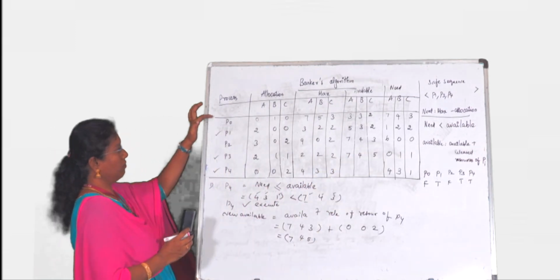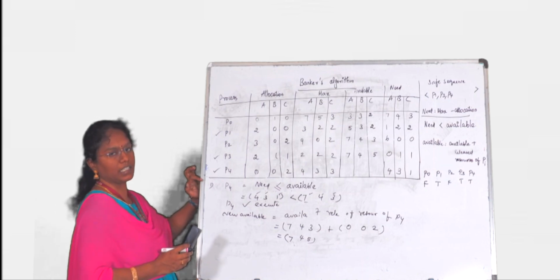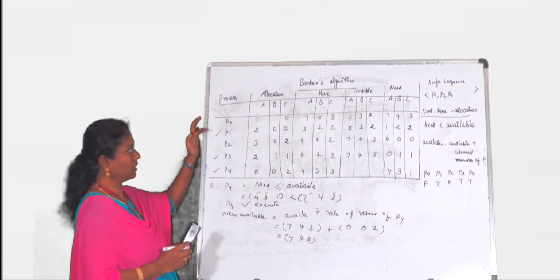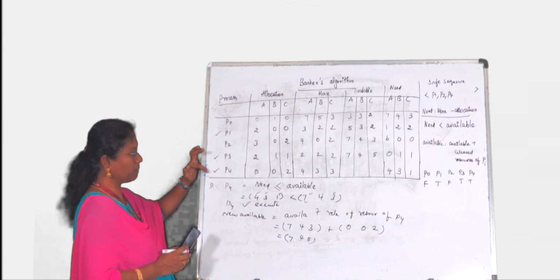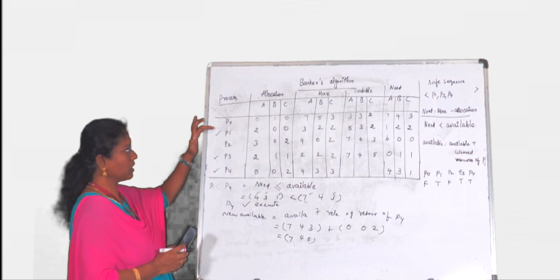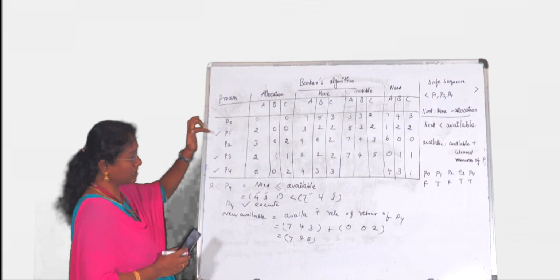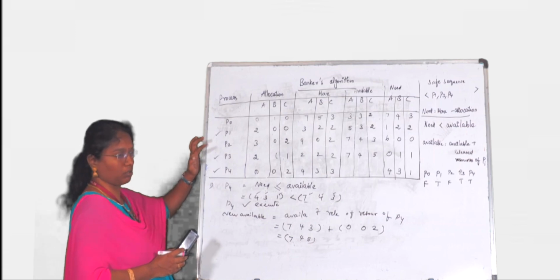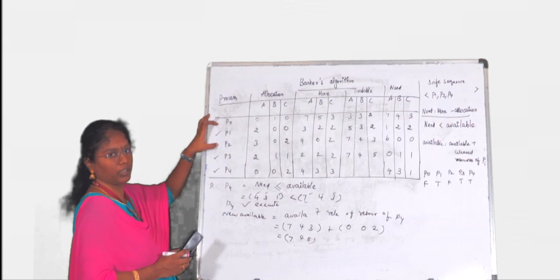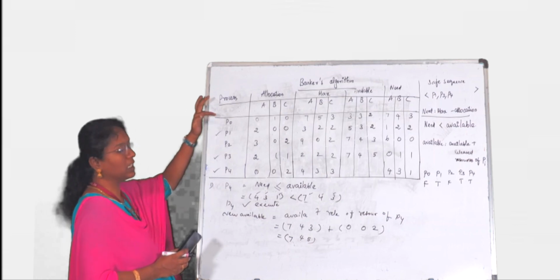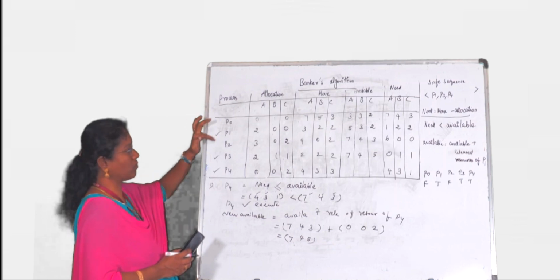Now, the first iteration has been done. In the first iteration, P1, P3, P4 have been executed. Still P0 and P2 haven't executed, so it will come to the next iteration. It will check whether all the processes are executed or not. No, these two are not yet executed. So it will come to the next iteration.